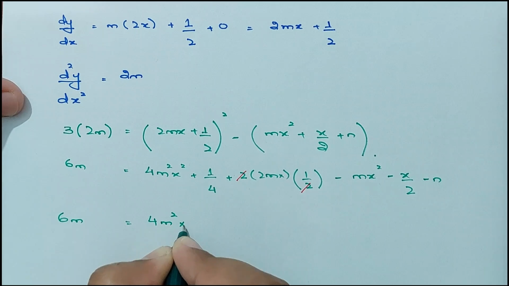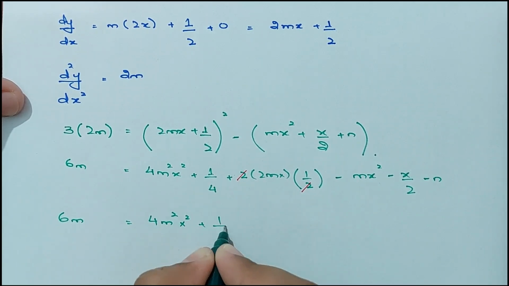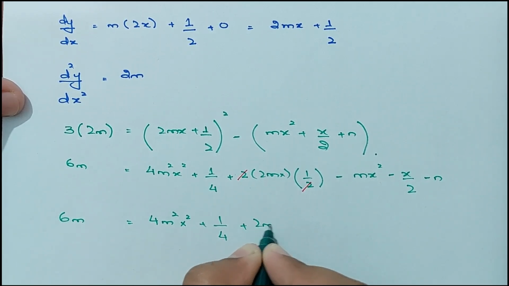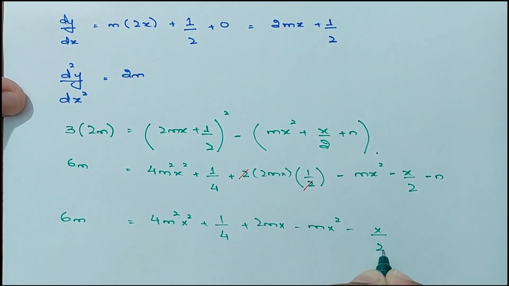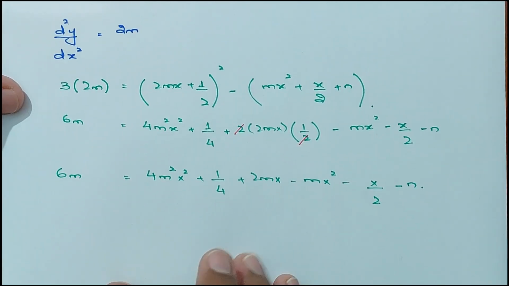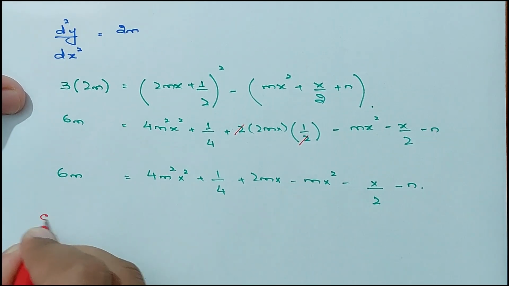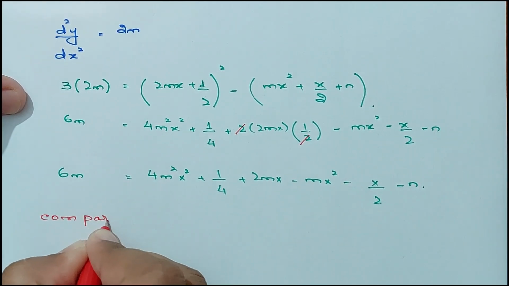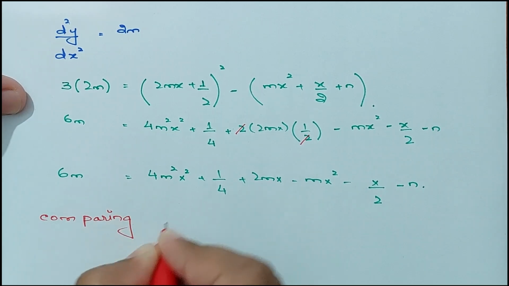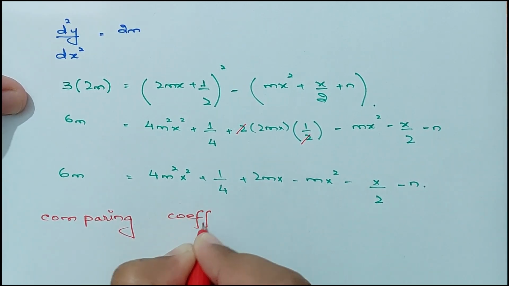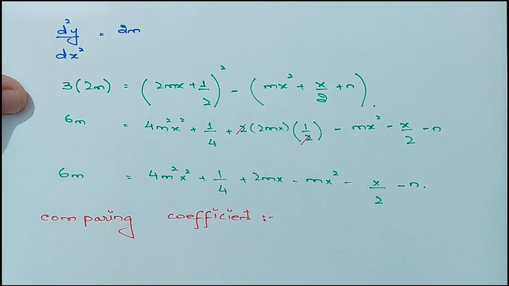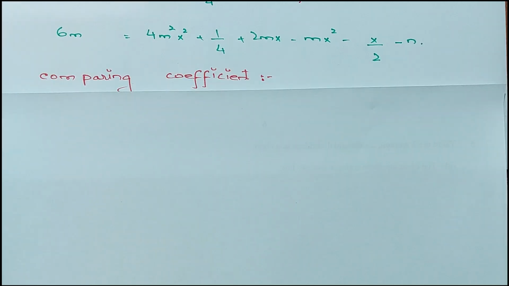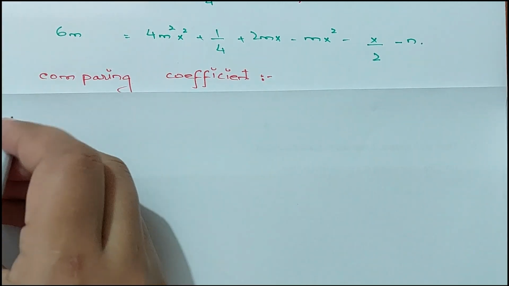4m square x square, this is the x square term, plus 1 by 4, plus 2mx term, minus mx square minus x by 2 minus n. All right, now let me compare the coefficients to get the value of m and n. Yes, so we have to compare the coefficients of x square, x, and the constant. So first let me start with comparing coefficients of x square.